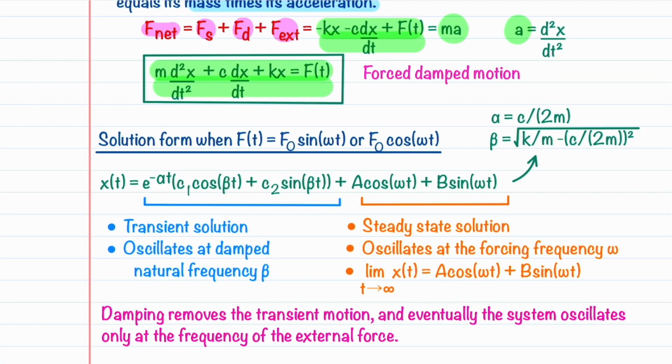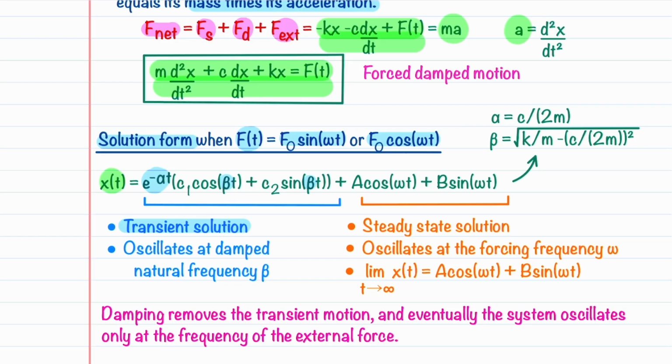We're going to look at a solution for this equation where the external force is oscillatory and equal to a sine function or a cosine function. The solution to our differential equation is x of t, and it's made up of two pieces. The first piece is called the transient solution, and it oscillates at damped natural frequency beta. You can see that frequency right here in the sine and cosine functions. And because of this exponential term right here, this transient solution decays to zero.